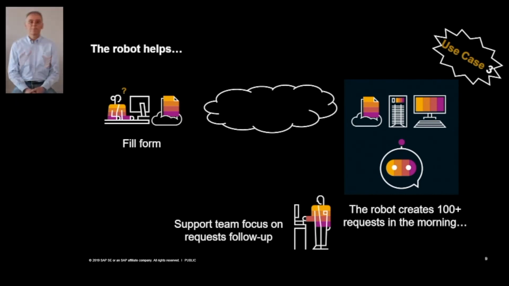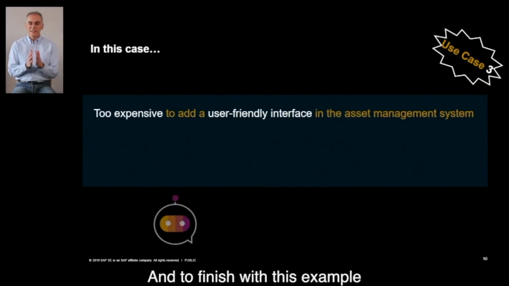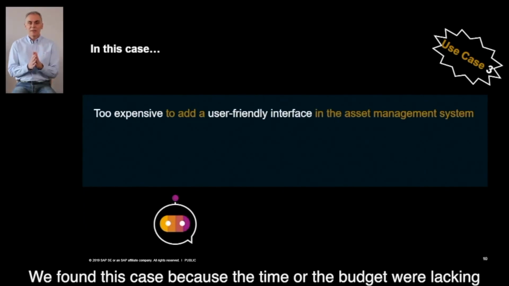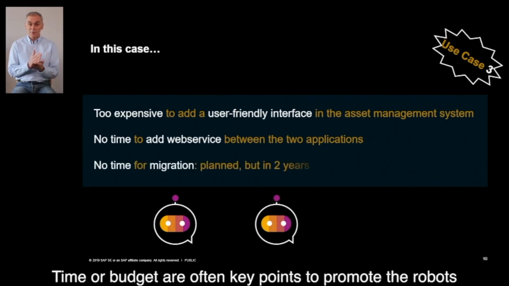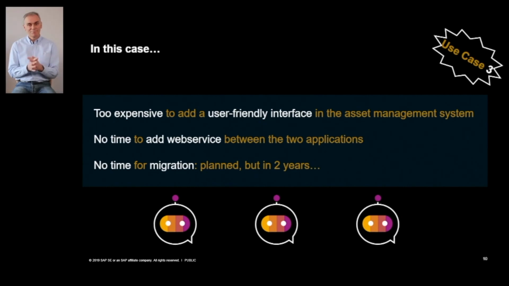That's it. And to finish with this example, we found this case because the time or the budget were lacking. Time or budget are often key points to promote robots.